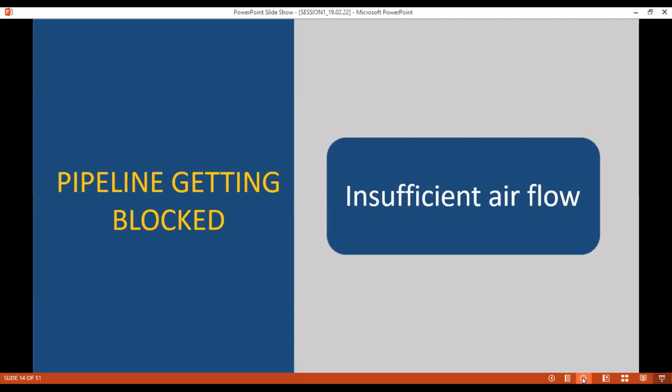The first issue is pipeline getting blocked. This is probably the worst case. Forget about low capacity, this means zero capacity. I mean, you don't get zero capacity as such, but you do have pipeline blockage from time to time. This blockage tends to be worse in the rainy season, as I understand. The basic, most obvious reason for that is insufficient flow of air.